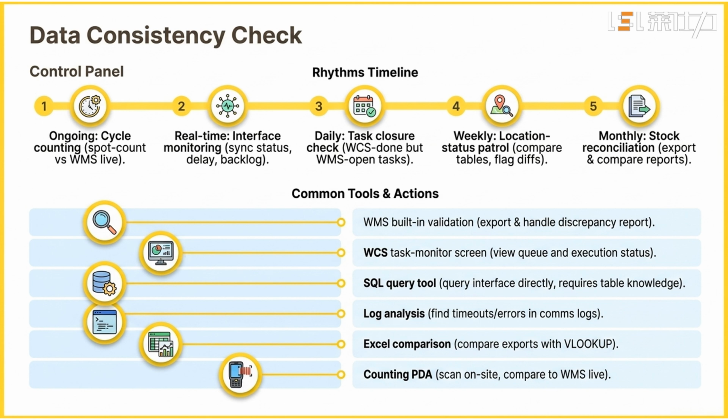There are 5 consistency check methods: stock reconciliation, export, and fully compare the WMS and WCS stock reports monthly. Location status patrol. Automated weekly. Task closure check. Daily. Find tasks the WCS marked done, but the WMS left open and handle each. Interface monitoring. Watch sync delay and data backlog in real time. Cycle counting. Randomly scan locations on site and compare to WMS.